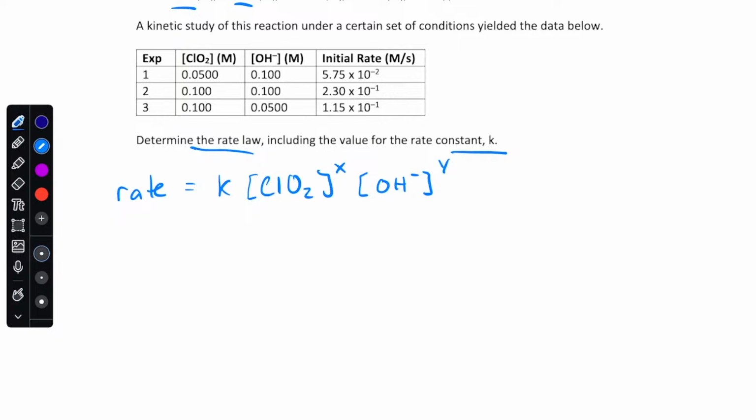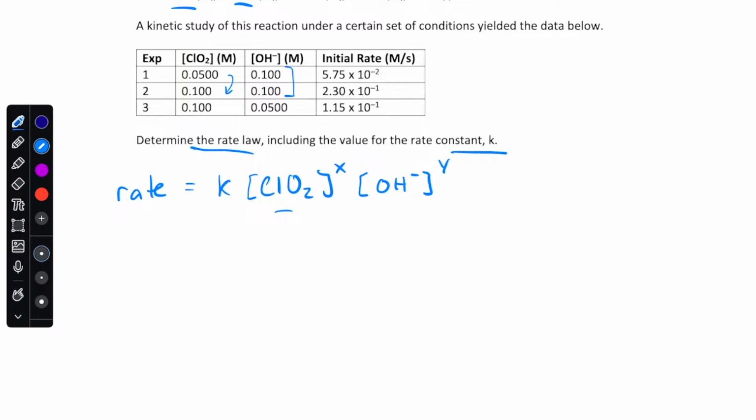So we're going to do X first, which is the exponent for the ClO2. And what we need to do in that table is find two experiments where the ClO2 changes, but the hydroxide stays constant. So we don't want anything on the hydroxide changing. We just want the two ClO2 changes. So if you look at experiment 1 and 2, the concentration of hydroxide there is constant, while that one doubles. So we can use experiment 1 and 2 to find X.